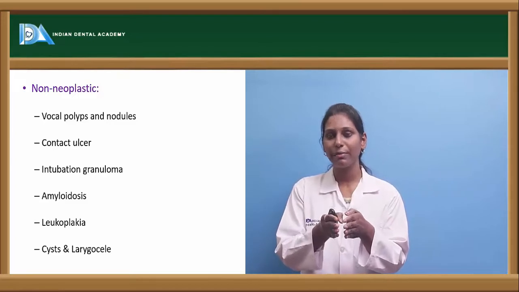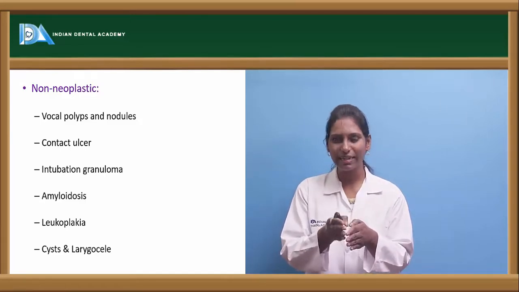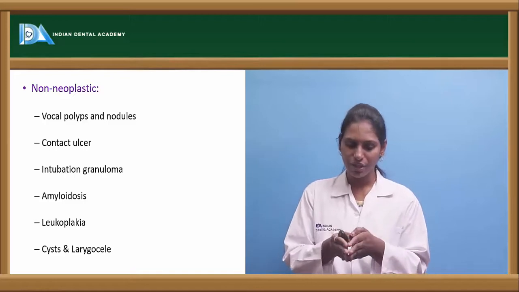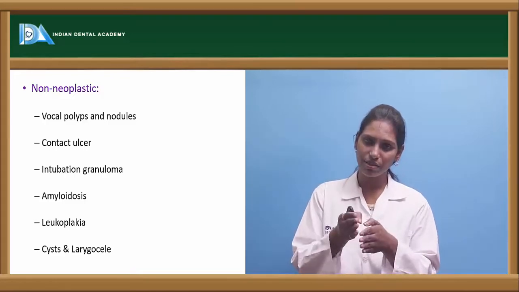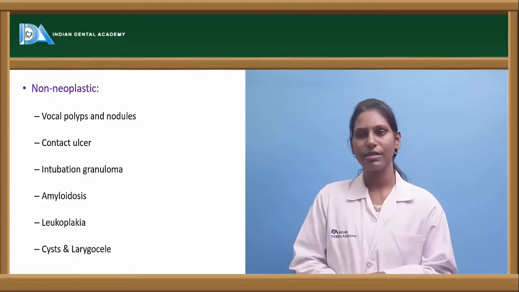in those cases the vocal process of the arytenoids will have friction between them. They contact and cause friction between them, or because of any laryngopharyngeal reflux, they will cause friction, thus causing contact ulcer, and this also can lead to voice change or hoarseness of the voice.